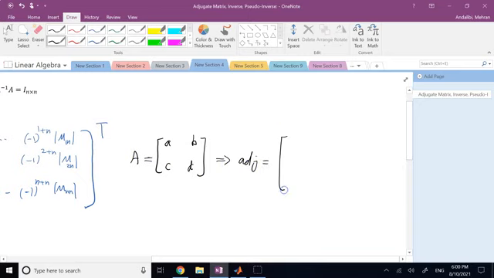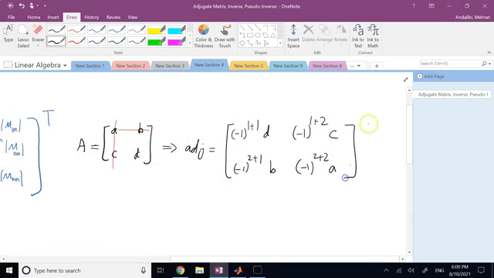Well, it is going to be (-1)^(1+1) times what? The determinant of the matrix that comes from eliminating the first row and first column, so that is going to be D. Then (-1)^(1+2), eliminating row 1 and column 2, so that's C. Then (-1)^(2+1), eliminating the second row, first column, so that's B. And finally (-1)^(2+2), eliminating the second row, second column, so that's A.